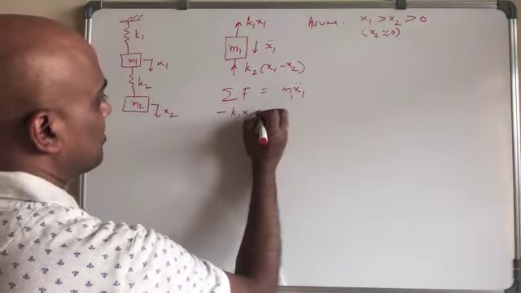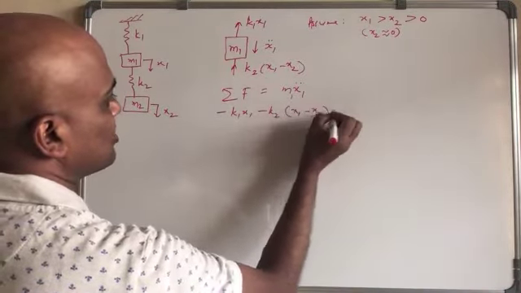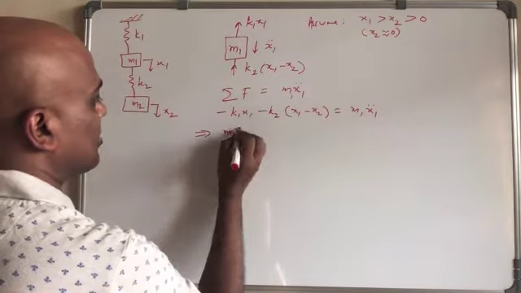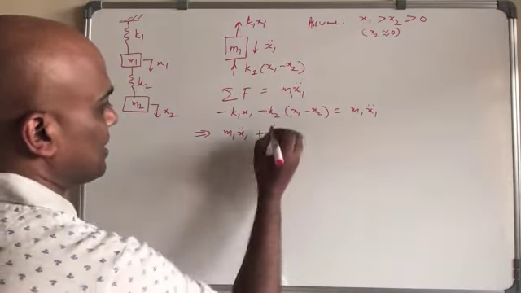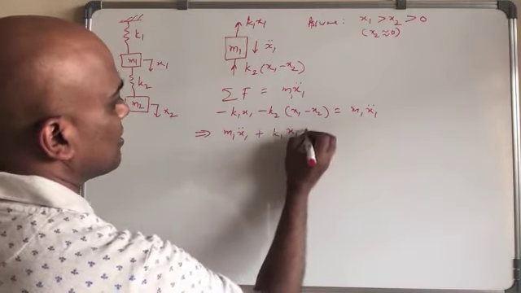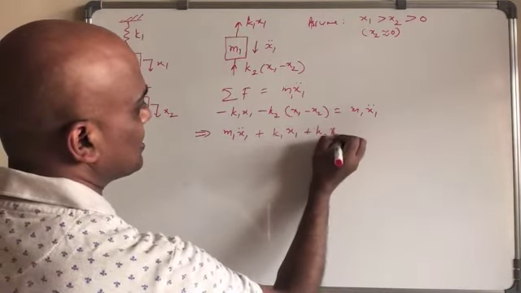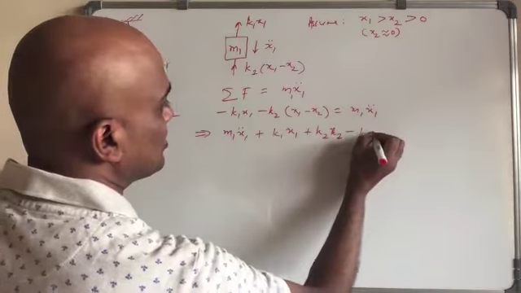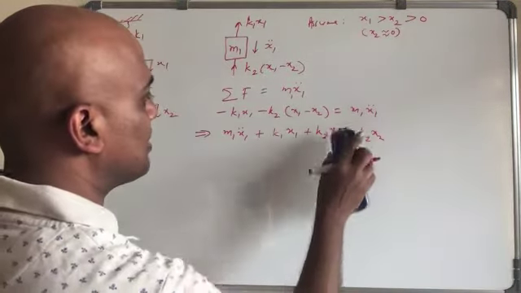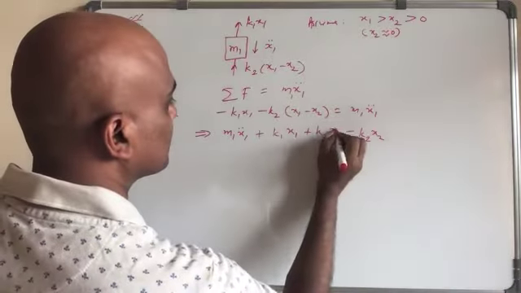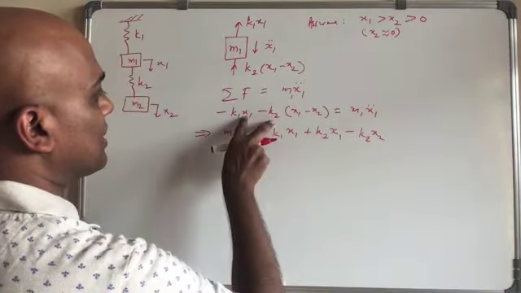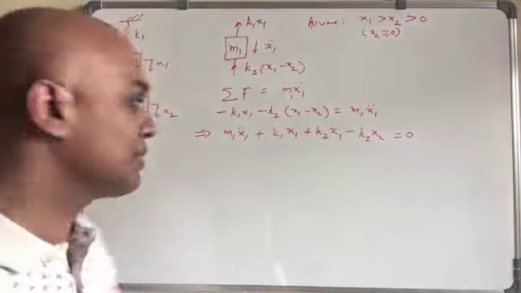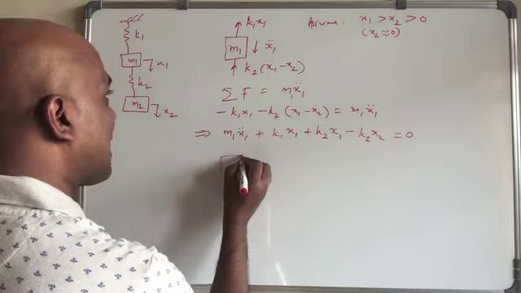So K1 x1 minus K2 x1 minus x2 equal to m1 x1 double dot, and hence you get m1 x1 double dot plus K1 x1 plus K2 x1 minus K2 x2. So all of them go that side, and hence you have that equal to 0. This is true for mass 1.